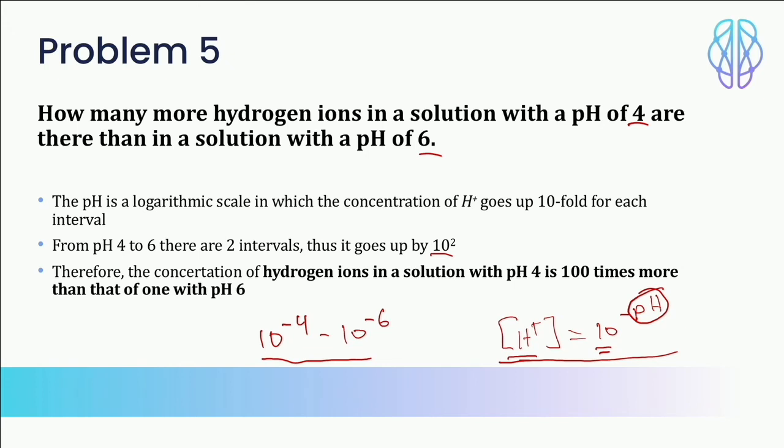Don't fall into the trap of thinking pH 6 would have more hydrogen ions than a solution with pH 4. As we know, the lower the pH, the more acidic a substance is due to the fact that it has more H+ ions. You can also reason this out in the fact that pH is a negative logarithmic scale. Thus, a solution with pH 4 is 100 times greater in its H+ concentration than one with pH 6.